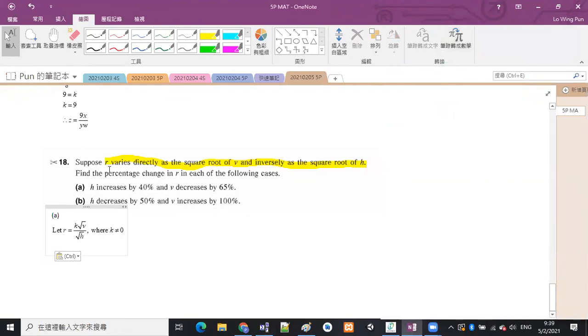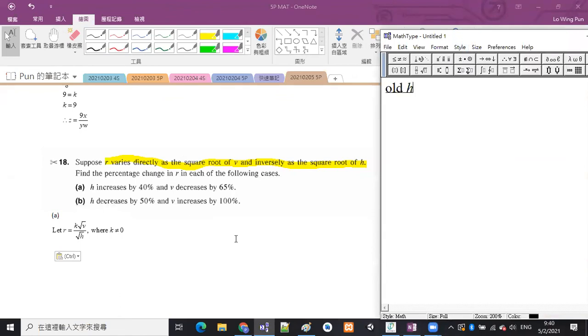And the question asks you to find the percentage change in R in each of the following cases. So this question is about percentage change, right? So we do the old values and new values approach. R is the subject, so we do the V and the H first. Okay?